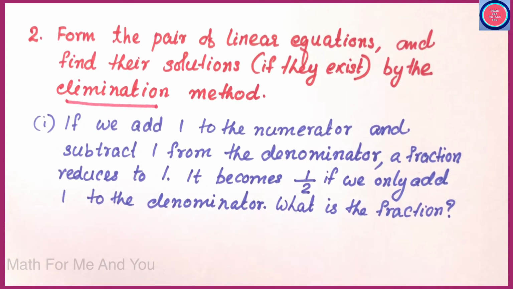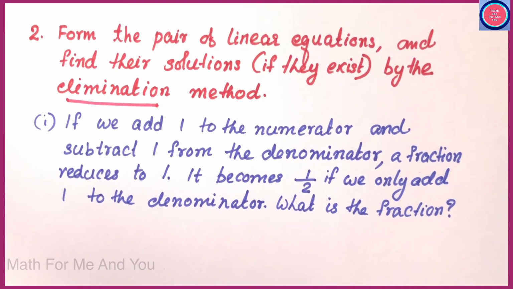See this question. If we add 1 to the numerator and subtract 1 from the denominator, a fraction reduces to 1. It becomes 1 over 2 if we only add 1 to the denominator. What is the fraction? That means we need to find the fraction. What is a fraction? A fraction consists of two numbers, one number up and one number down.